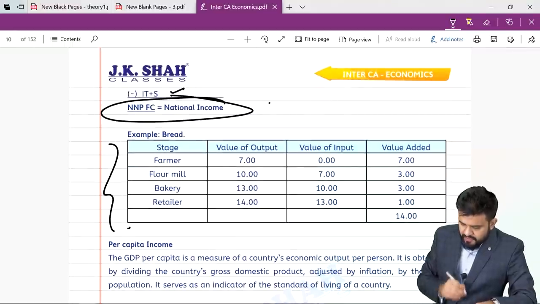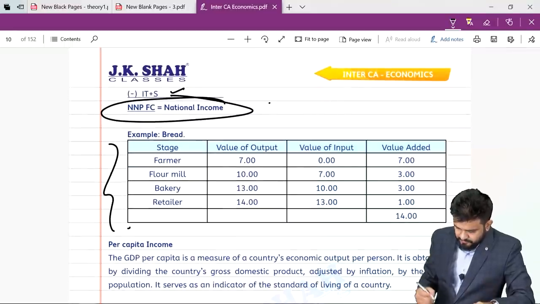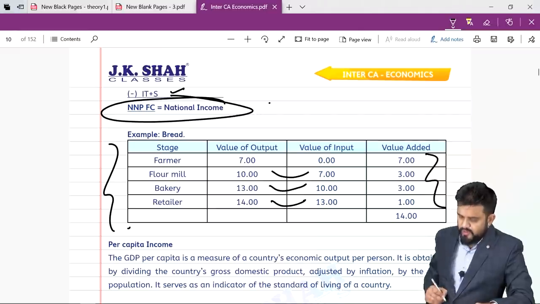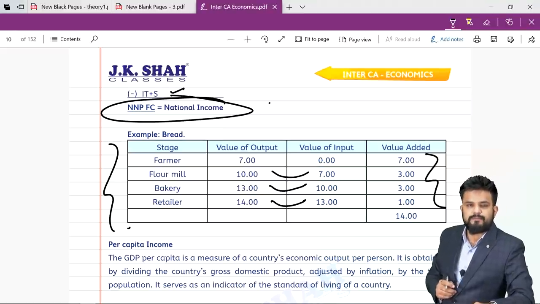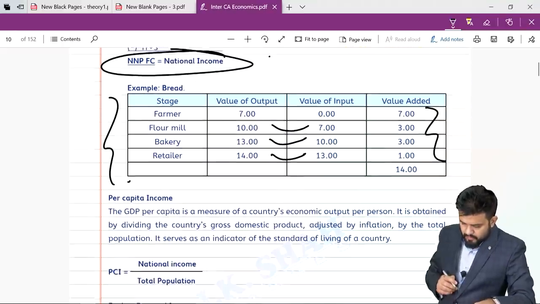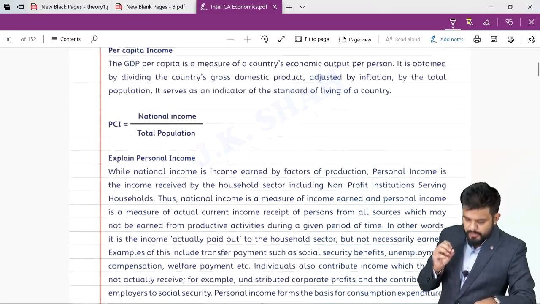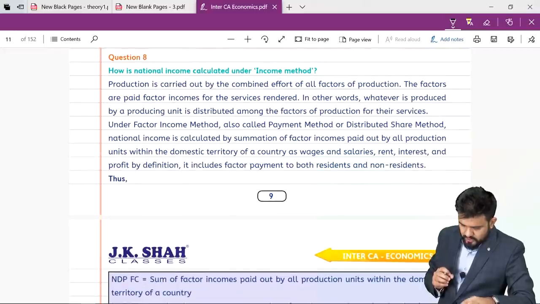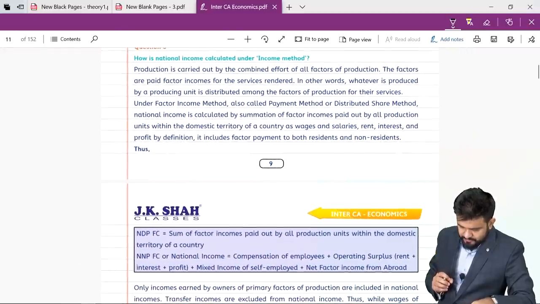This table represents value added. Output minus input, output minus input, output minus input will give you the value added method. So this was your product method. Now let's come to the income method.